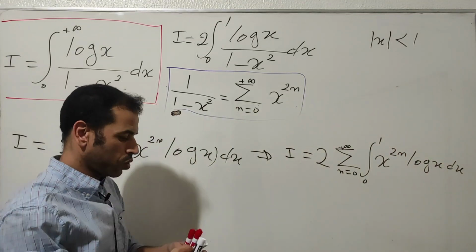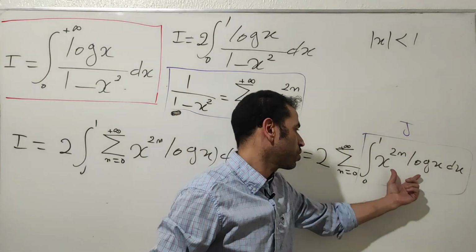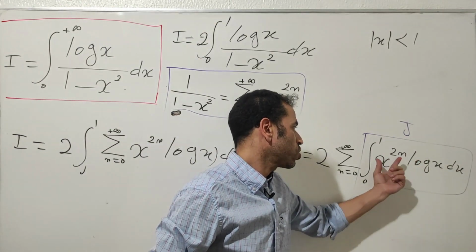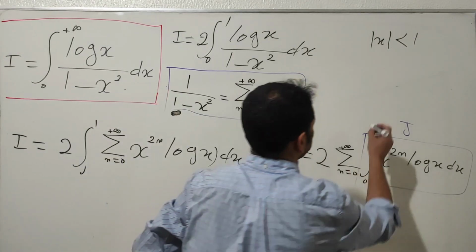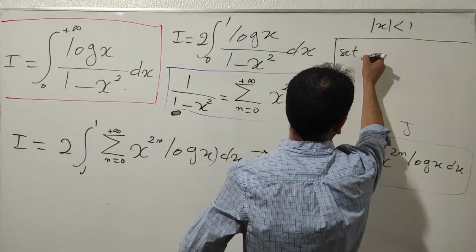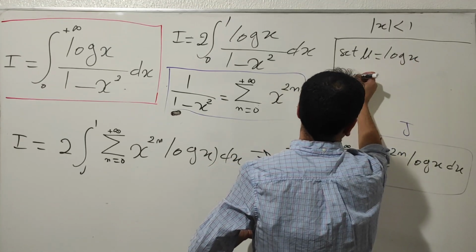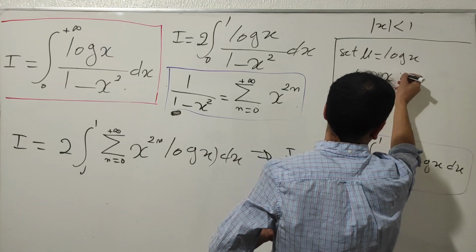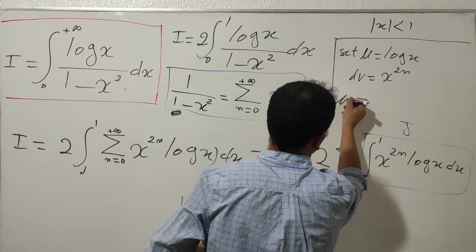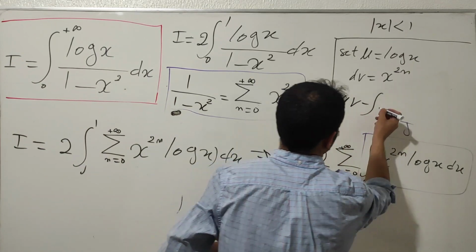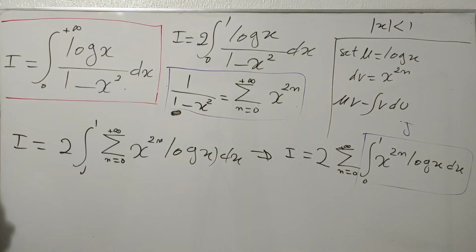Now I'm going to solve this integral. Let's name this integral J. Since I have a product of two functions here, I'm going to use integration by parts. Let's set u equals log of x and dv equals x to the 2n dx. You know that integration by parts is always uv minus the integral of v du.